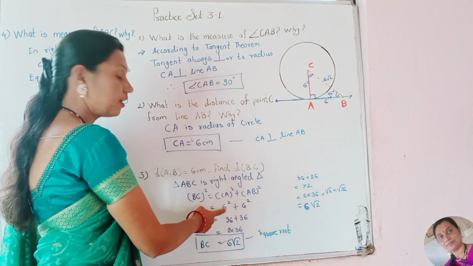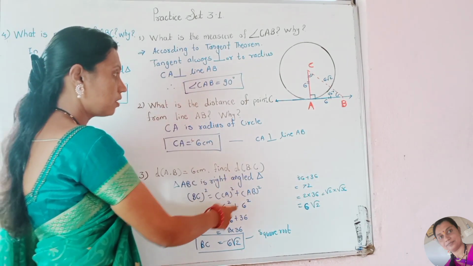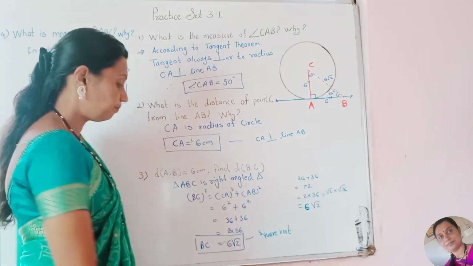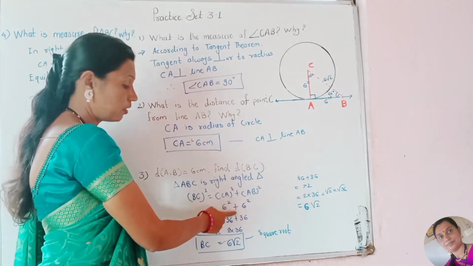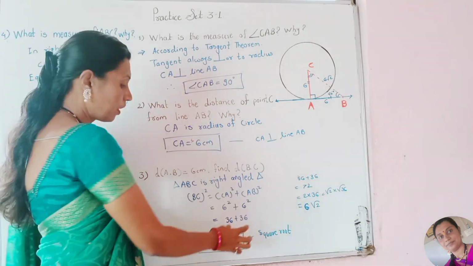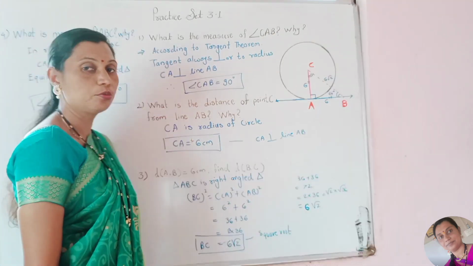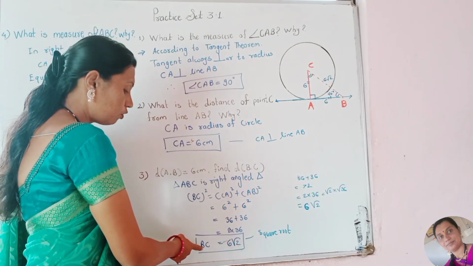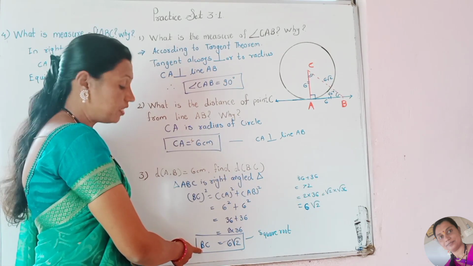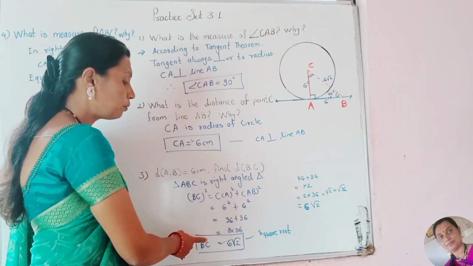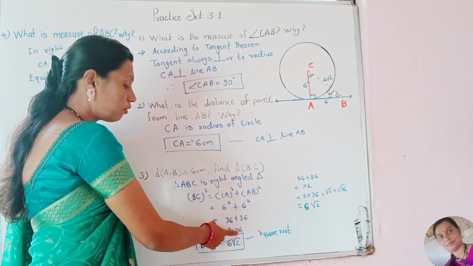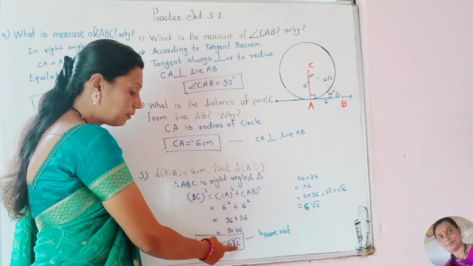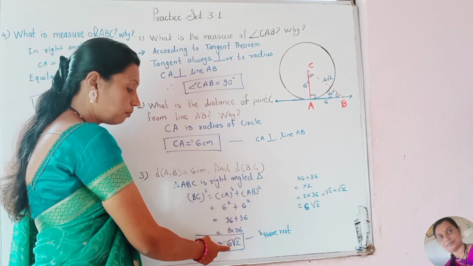We know CA is 6, so 6 square, plus AB is also 6 centimeter, so this is also 6 square. Square of 6 is 36, plus 36. Now 36 plus 36 is 72, but I am writing it this way: 2 multiplied by 36. Why? Because we have to find the distance BC, not BC square. So we have to take the square root. We can find the square root of 36, but we can't find the square root of 2. Therefore 2 is kept as it is, and the square root of 36 comes as 6.